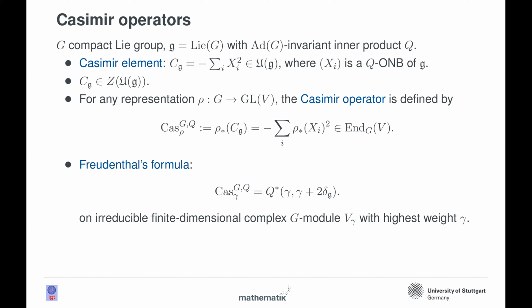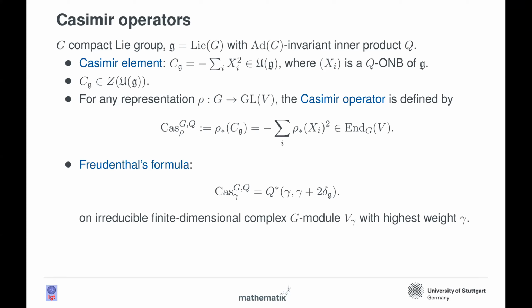So if we interpret gamma as a highest weight, for that we have to make some choices. I will just sweep those under the rug. So we have to choose a maximal torus, we have to choose a set of simple weights and simple roots, and so on and so forth.